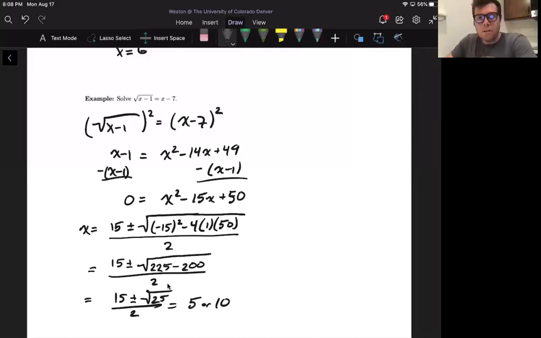So one issue that comes up in these radical equations is that when we square both sides, we actually introduce the possibility of extraneous solutions, or that is solutions that don't actually make sense. So 5 and 10 are solutions to this equation right here, but that doesn't necessarily mean that they're solutions to the equation that we were trying to solve.